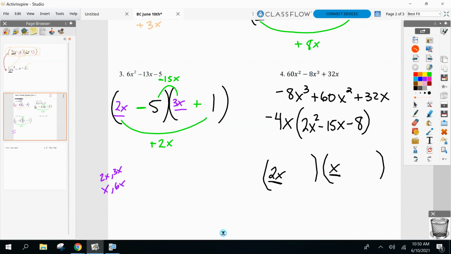All right, now we got some trial and error, right? Because we got the number 8 here. What are my possibilities? 4 and 2 and 8 and 1.